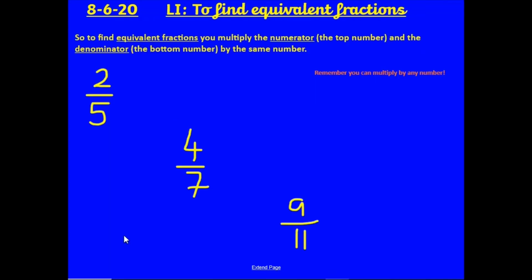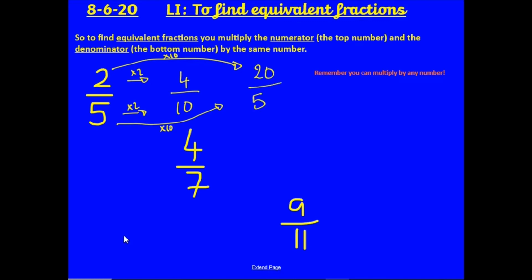So to find the equivalent fractions, you multiply the numerator, that's the top number, remember, and the denominator, that is the bottom number, by the same number. So if I wanted to find any equivalent fractions for 2/5, I can just multiply these by the same amounts, because whatever I do to the top, I must do to the bottom to keep them the same. So if I multiplied both of them by 2, for example, that would be 4/10. I could multiply them both by 10, and that would give me 20/50.